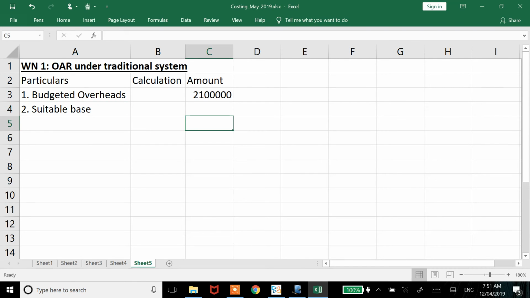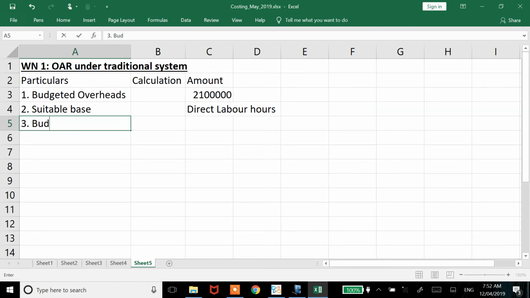Suitable base. Suitable basis, you have to decide what is the basis. It can be machine hours, it can be labor hours. In this question it is direct labor hours. You just write the name of the base. Suitable basis is technically the cost driver name. The cost driver name is direct labor hours.